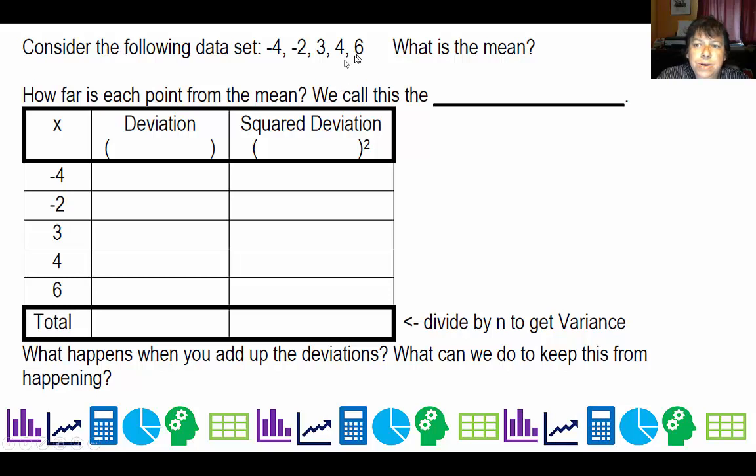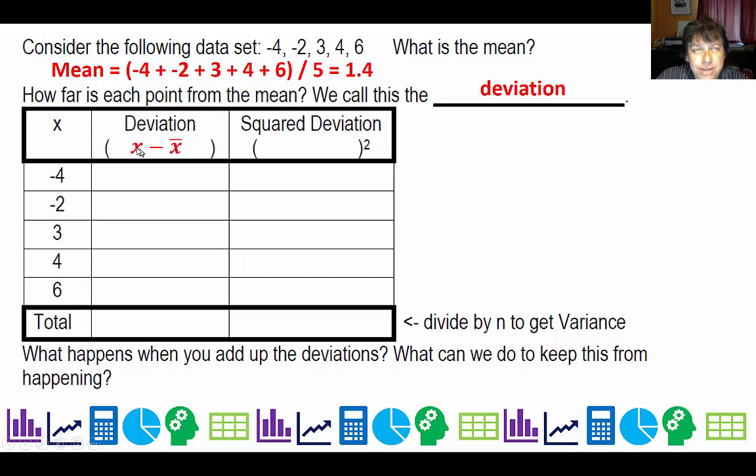What is the mean? We're going to do that the simple way: add everything up, divide by how many points there are, and we get 1.4. Then we calculate how far each point is from the mean, which we call the deviation, using the formula x, the data point, minus x bar, the mean. -4 minus 1.4 gives -5.4. That's my deviation. The other points: 3 minus 1.4 is 1.6, then 2.6.